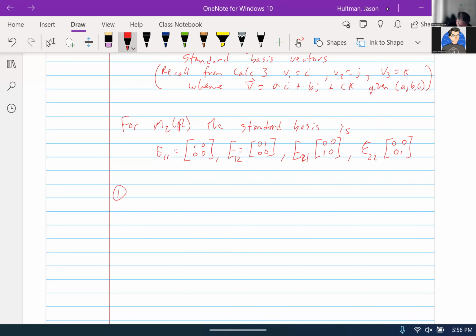Okay, let's do an example. Show that the polynomials P0(x) equals 1, P1(x) equals x, and P2(x) is equal to x squared is a basis for P2(R), which is all second degree polynomials.